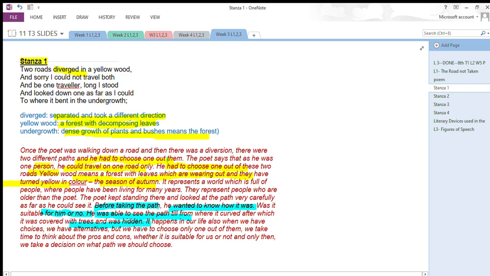It happens in our life also. When we have choices, we have alternatives, but we are unaware of the situations. We have to choose only one out of them. We take time to think about the pros and cons and whether it is suitable for us or not, and only then we take a decision on what path we should choose. So in life also we have to decide on certain things. We have to make choices, where the future is hidden from us and we don't know what actually would be the outcome of that choice.